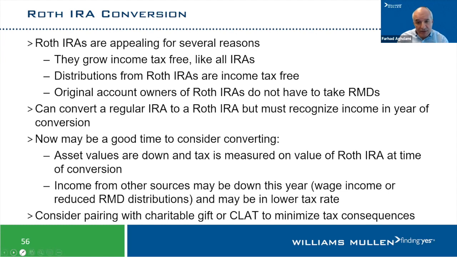And clients may be in lower income tax brackets. They may not have taken their RMDs this year. Their income may be lower this year just because of other sources, business results, whatnot. So it may be a good time to think about doing a Roth IRA. And as I said, maybe marry that with, or pair it with, a charitable lead trust, because the income that you're recognizing on the Roth conversion can be offset by the income tax deduction on the grantor charitable lead trust. So it's a technique that I really like and think makes a lot of sense.